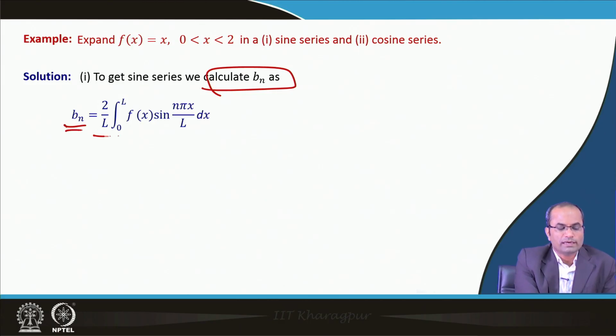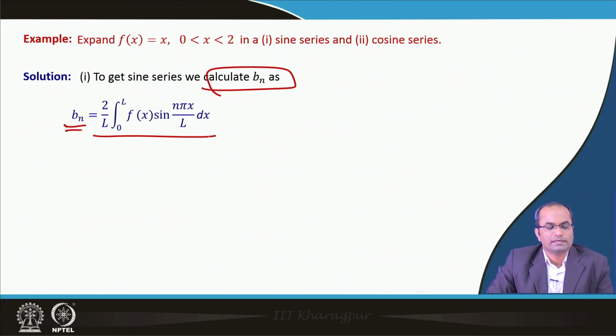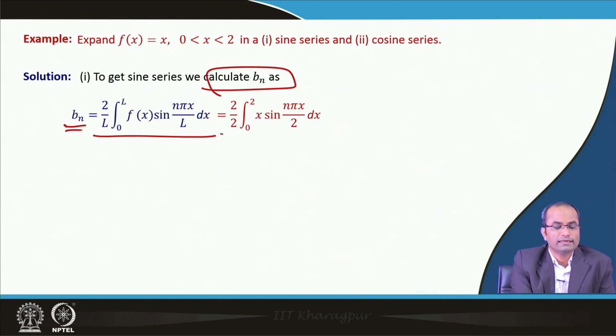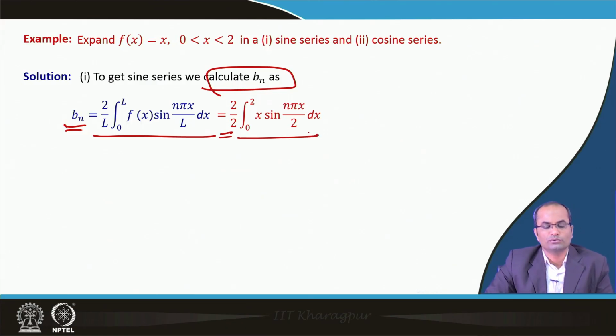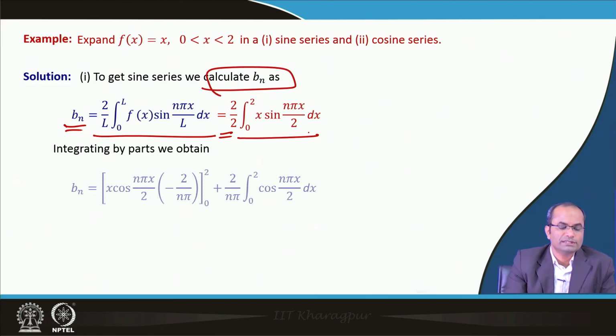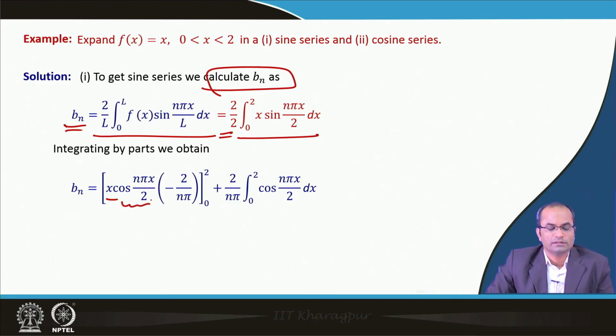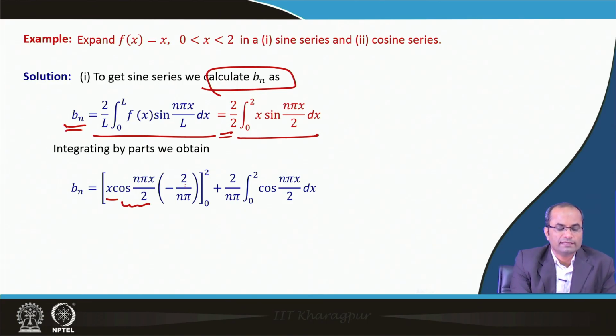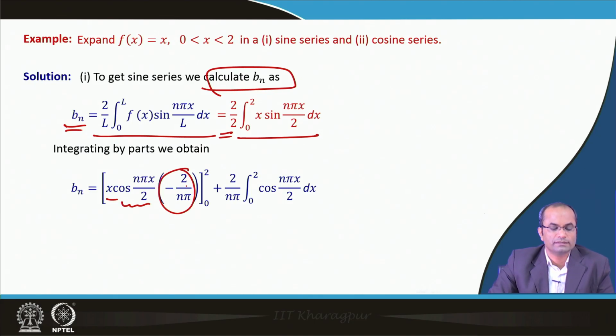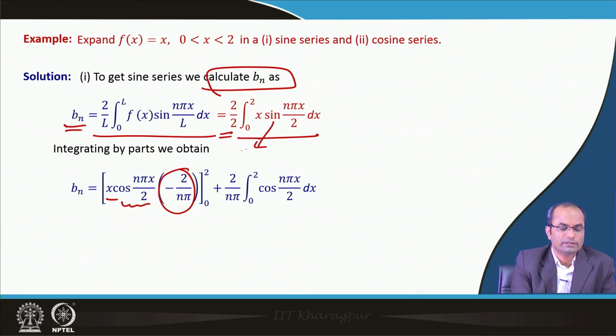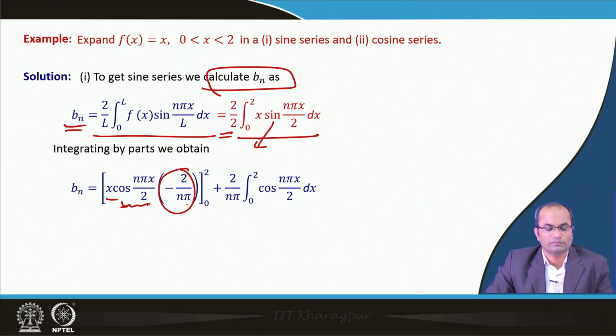So, b_n is 2 over L, integral from 0 to L of f(x) sin(n pi x / L) dx, the general formula to compute this b_n. Here L is 2, and then we have the integral from 0 to 2 of x sin(n pi x / 2), which we have to integrate by parts. So, the first is x as it is, then we have the cos for the sine, and we also have a minus sign there because sine is integrated, giving cosine with the minus sign, and this 2 over n pi factor will be appearing there.